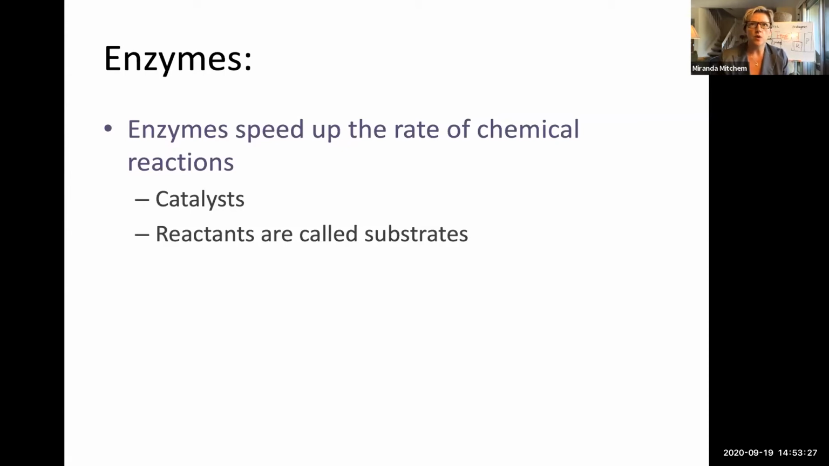So we don't call our starting material a reactant when there's an enzyme involved. It has a different term. They're at that point called substrates. So if you see the term substrate, automatically you should be thinking, oh, that means there's an enzyme that's required for that chemical reaction to occur. And in fact, the chemical reaction won't occur properly without it.